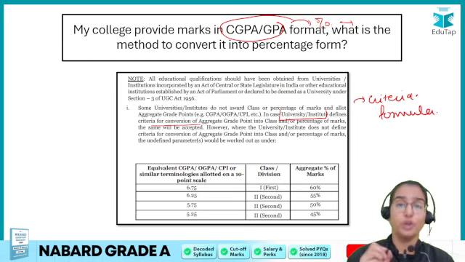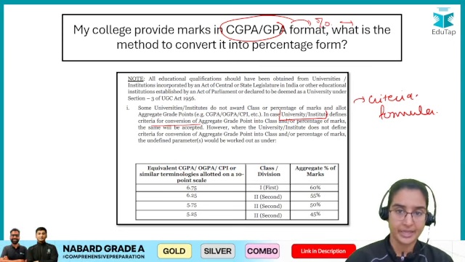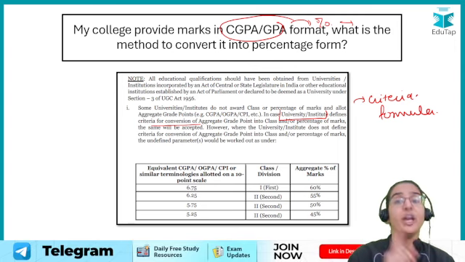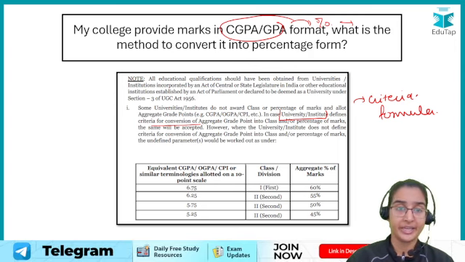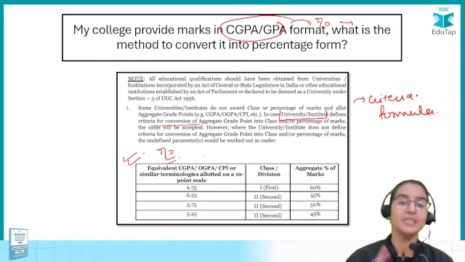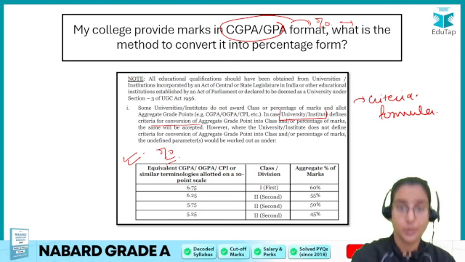However, if your university or institute does not provide any particular criteria, then you have to use this particular criteria to calculate your percentage, or to convert your CGPA or GPA marks into the percentage format. So I hope this answers this query also.